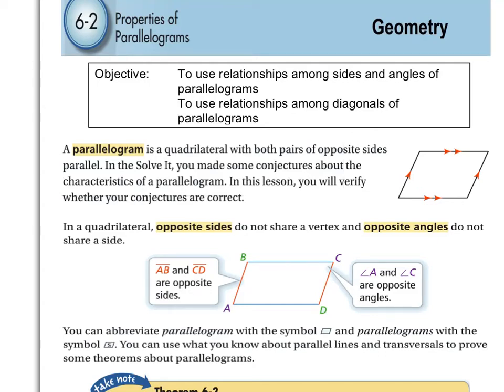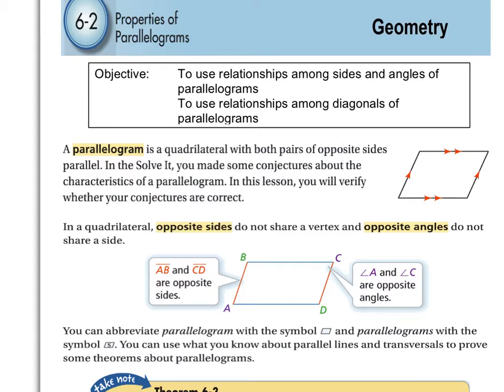This is the introduction to section 6.2, part 1, and in section 6.2 we're going to start to discuss more about quadrilaterals, four-sided shapes, and we're going to get into specific types of quadrilaterals. The type of quadrilateral we're going to talk about is a parallelogram. A parallelogram is a quadrilateral with both pairs of opposite sides that are parallel.